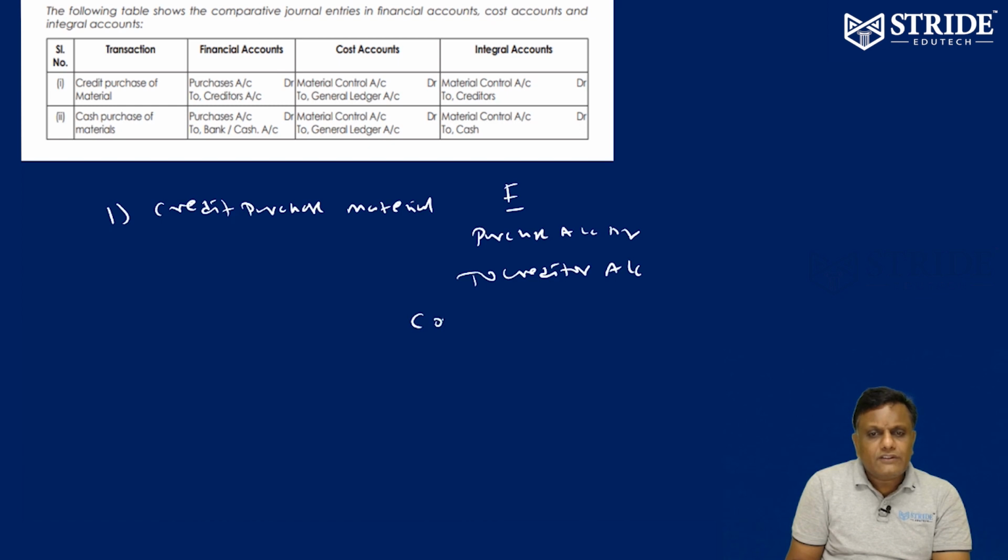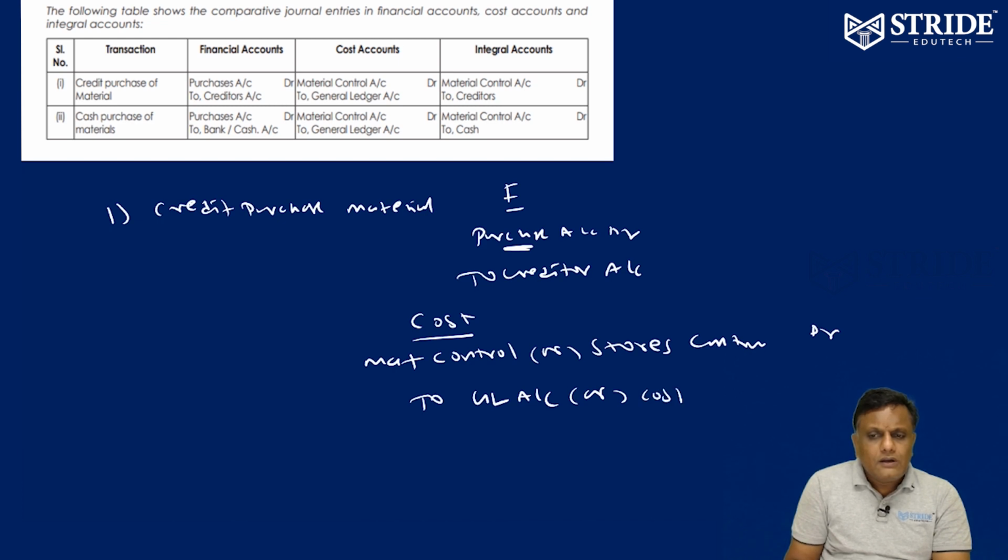Same entry in cost accounts, but purchase is referred to hereafter as material control or stores control account, debit to general ledger account, or cost ledger control account. Purchase is called material control in cost books. Creditor is called general ledger or cost ledger in cost books.